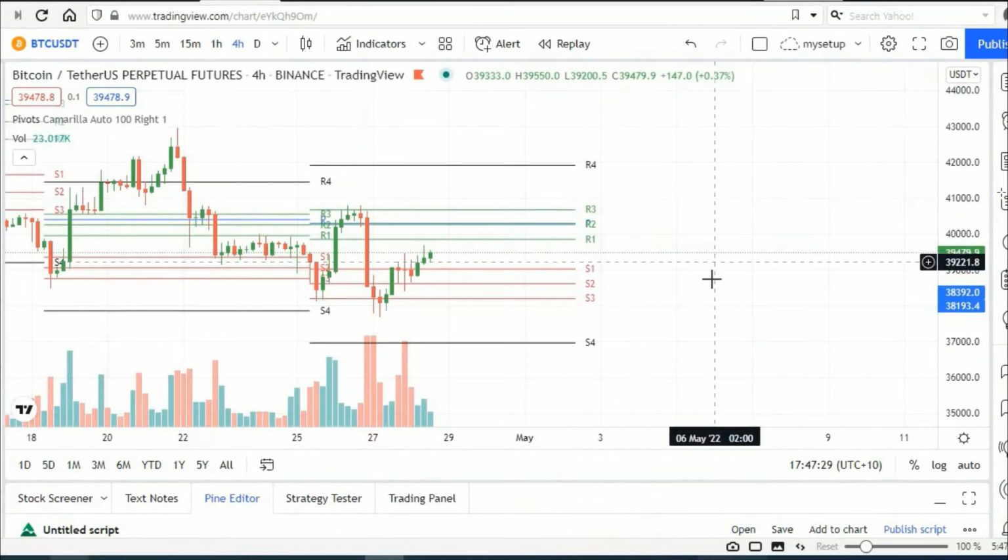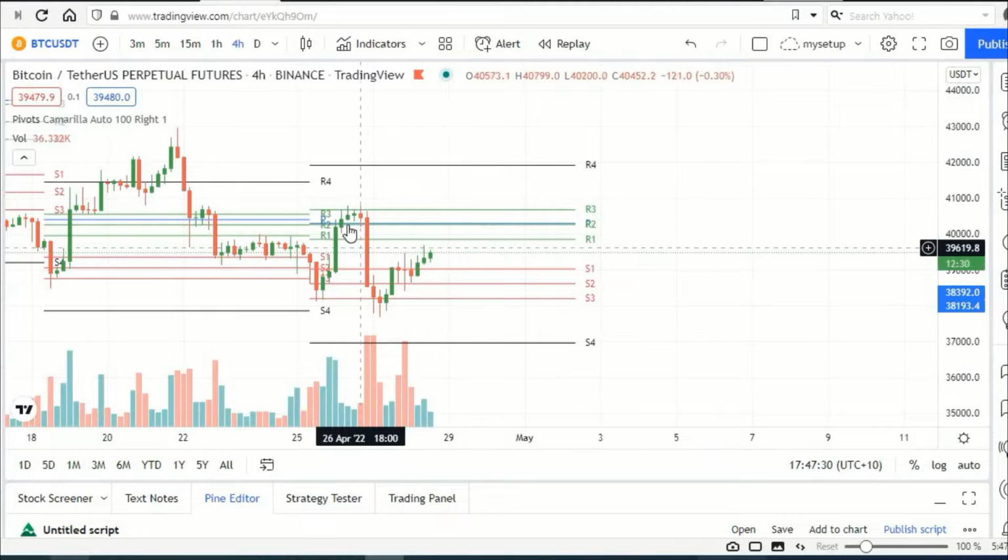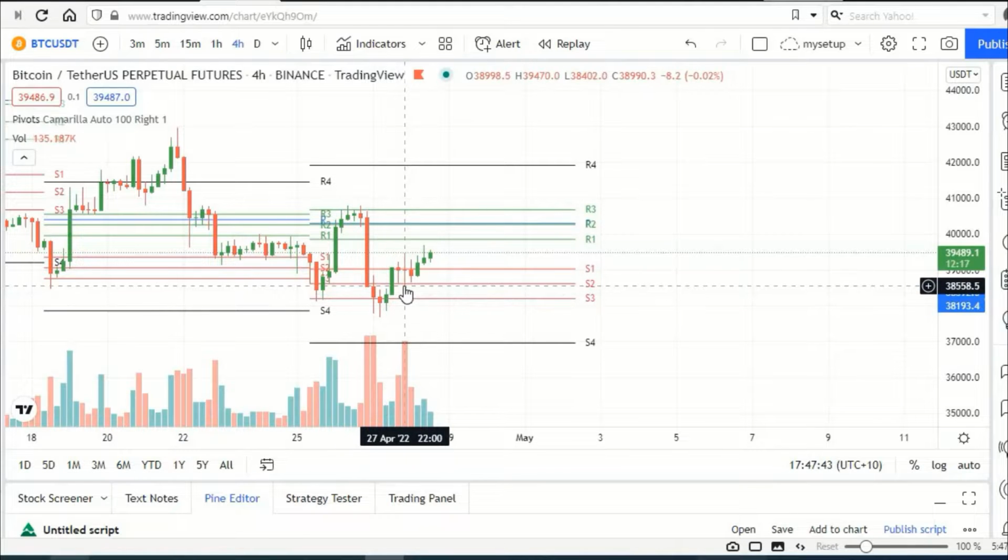From the Camarilla pivot point of view, it was trading around this level day before yesterday when we were recording the video, and from the R3 level it took resistance along with the global markets. It went down and it recovered a bit. Yesterday when we were recording the video, it was recovering a bit.